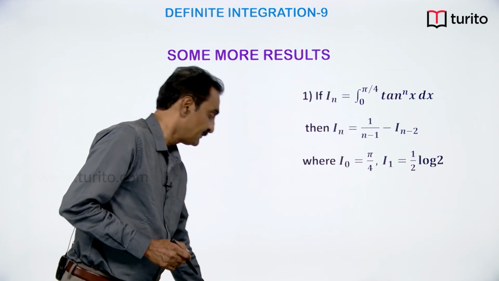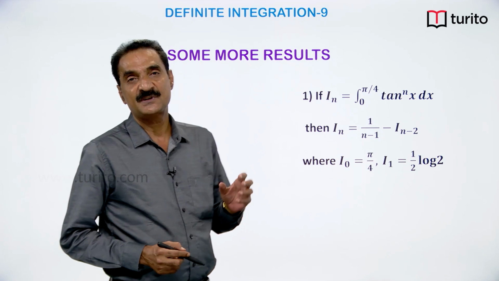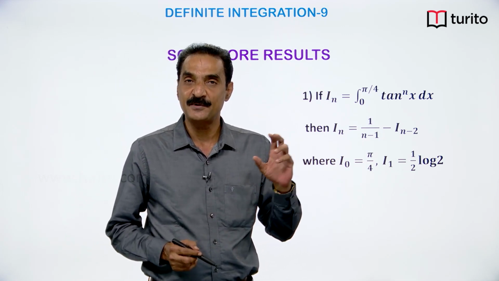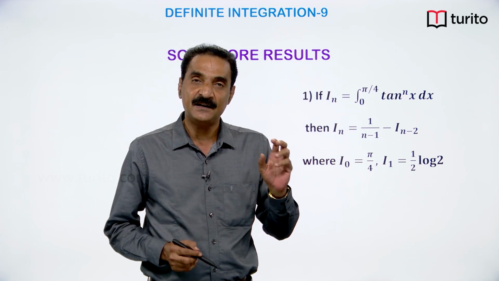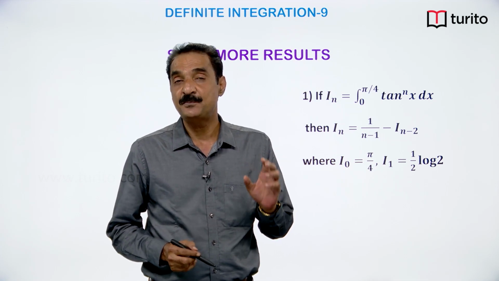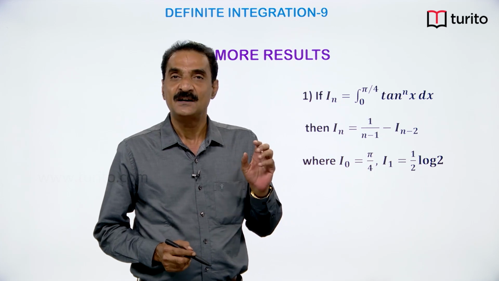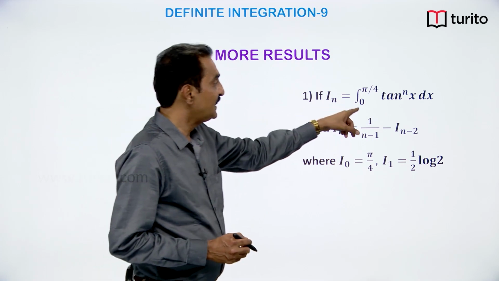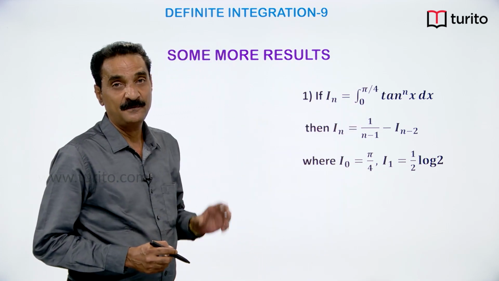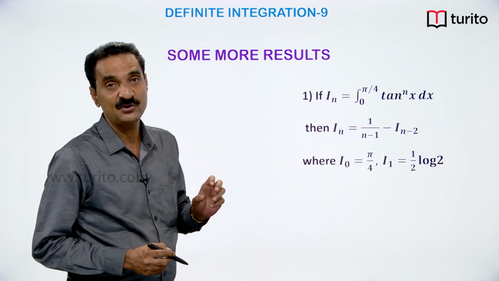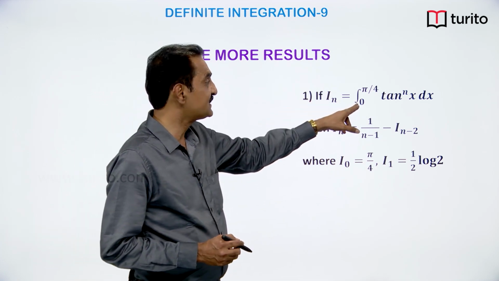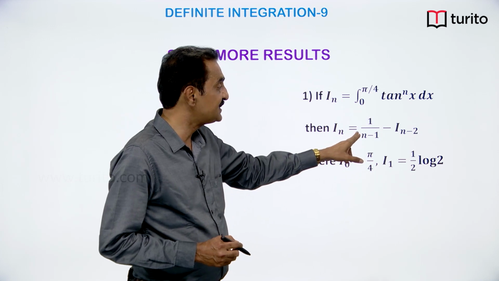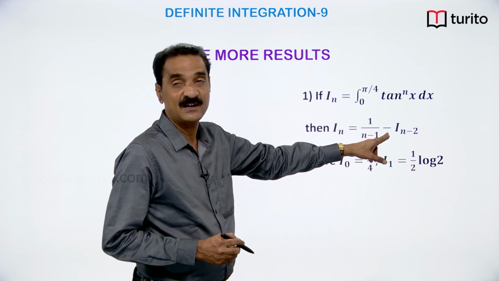In the last class we discussed the integral of sin power n x dx between limits 0 and pi by 2, the integral 0 to pi by 2 of cos power n x dx, and the integral 0 to pi by 2 of sin power m x cos power n x. Now, if it is tan power n x, the limit should be 0 to pi by 4. For sin and cos, the standard limits are 0 to pi by 2. For tan x, it is 0 to pi by 4. Then the reduction formula will be In is equal to 1 by n minus 1 minus I n minus 2.